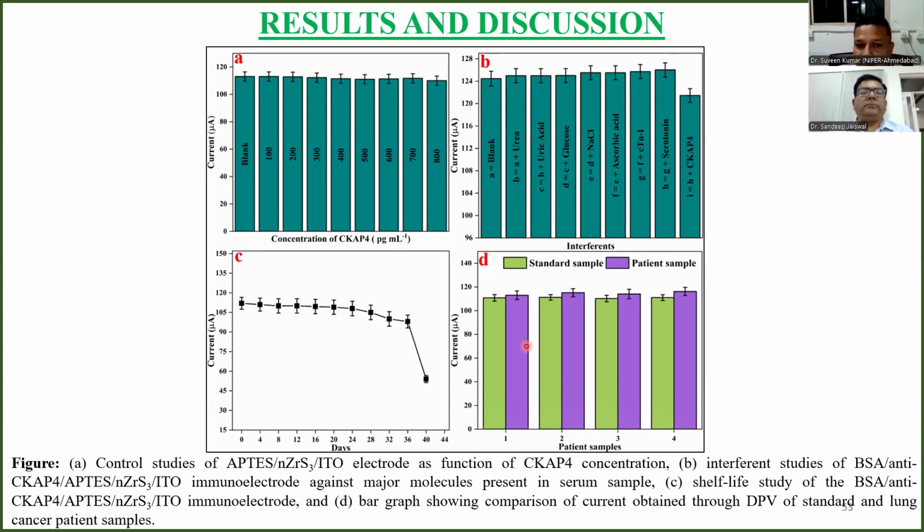This is definitely a limitation, but we have also investigated real samples, which we obtained from other hospitals. Here we can see the percentage RSD is in an acceptable range. So our developed sensor can be used for the diagnosis of CKF4 biomarkers.